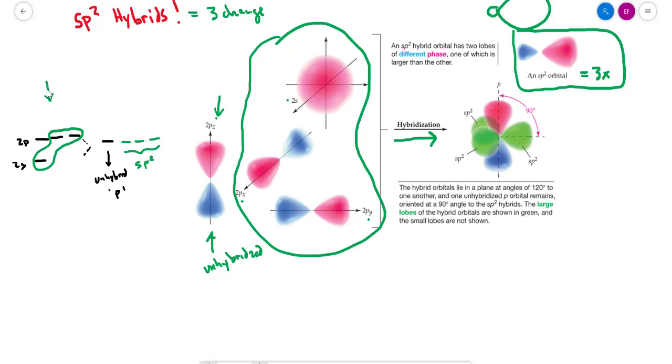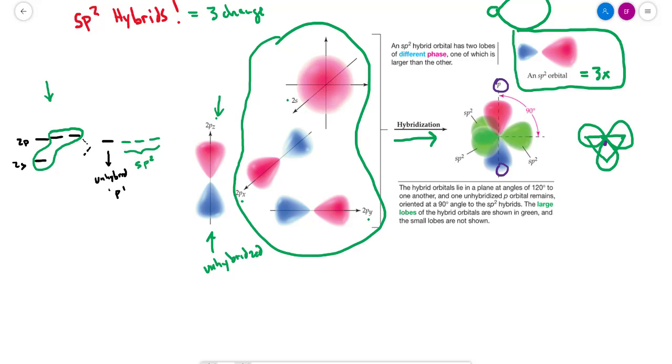Those are all going to orient themselves in this sort of plane in the center, like this. So all 3 are going to point like this, away from each other in sort of a triangular shape in this plane, like this. And then you'll have the p orbital that remains unhybridized pointing into and out of the plane, pointing here and here. Okay, so this is the geometry for an sp2 hybrid orbital.